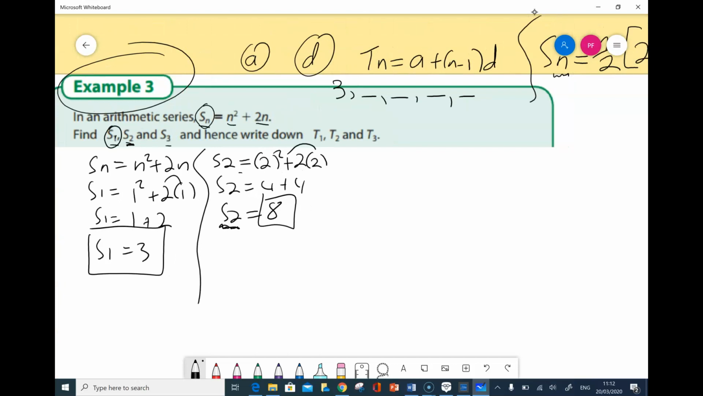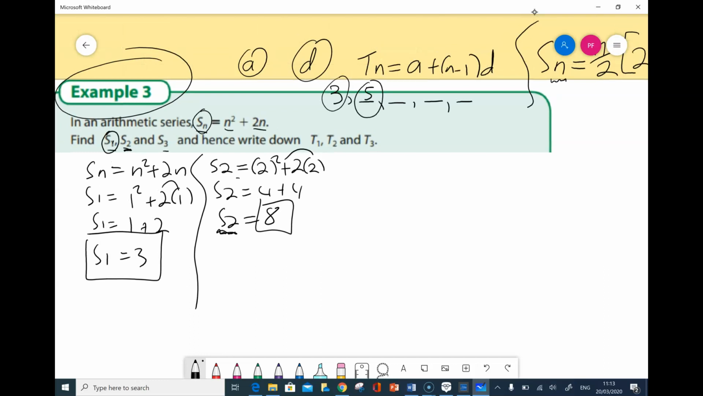So 3 plus the second term must be 8. So 3 plus what would give me 8? Well, 3 plus 5. So if I add the first two terms, 3 plus 5, that's 8. Perfect. So I know when I add the first two terms I get 8, and that tells me that the second term is 5.